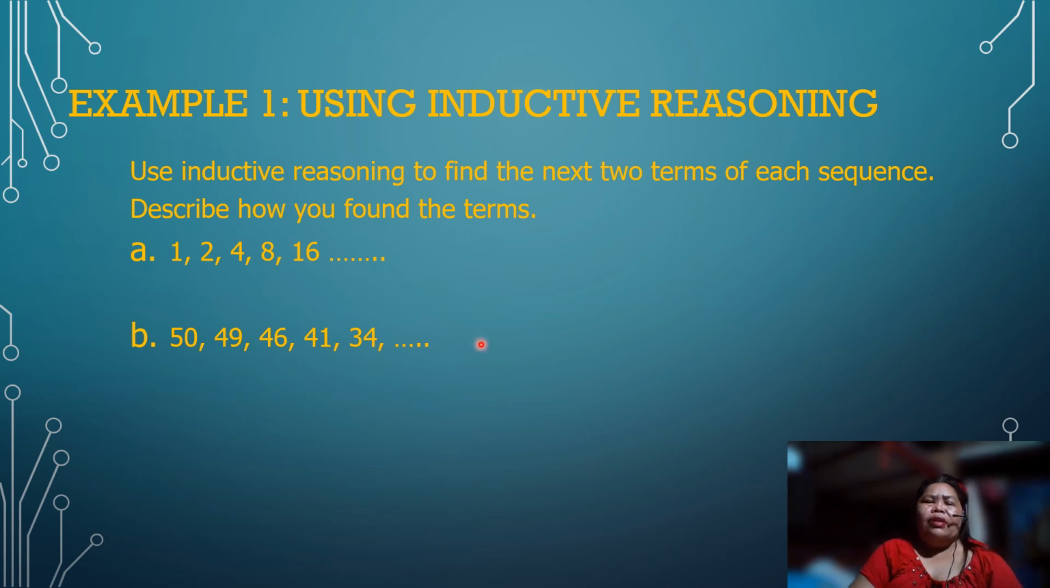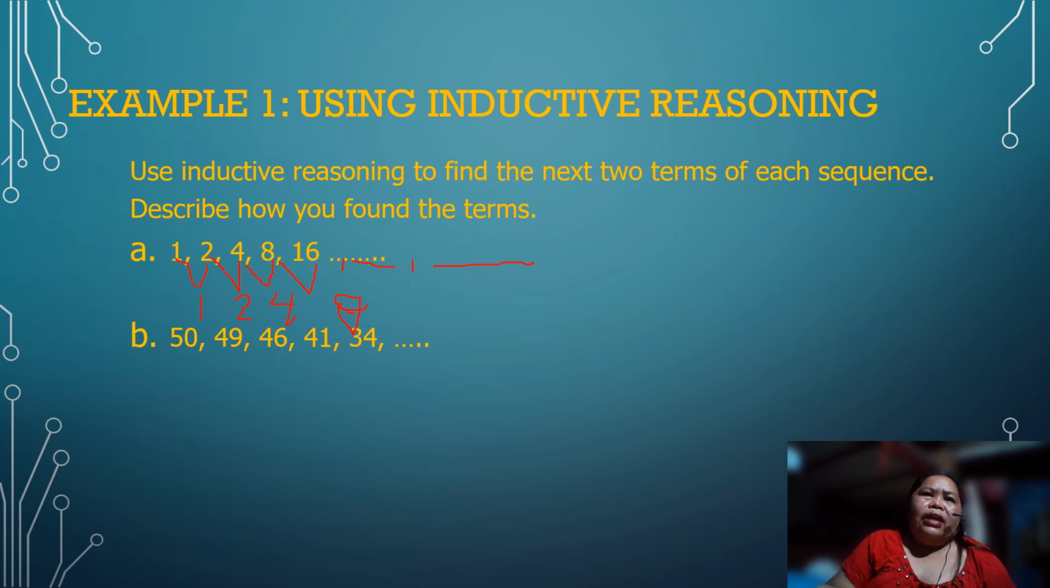Okay, let's try some examples here. Using inductive reasoning, let's find the next two terms of the sequence. Describe how you find its terms. Here, we have 2 minus 1 is equal to 1. Then 4 minus 2 is 2. Then 8 minus 4 is 4. 16 minus 8 is 8. Now, what do you think is the next? What difference are we looking for in the next?